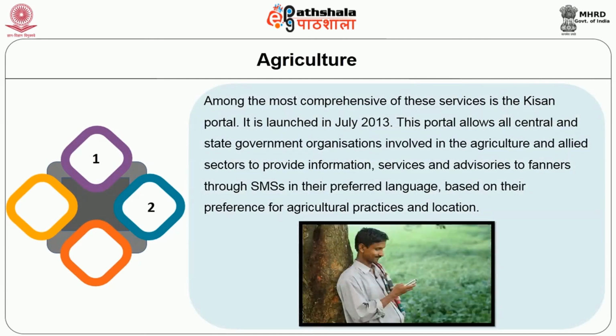Among the most comprehensive of these services is Kisan Portal. It was launched in July 2013. This portal allows all central and state government organizations involved in agriculture and allied sectors to provide information, services and advisories to farmers through SMS in their preferred language, based on their preference for agriculture practice and location.